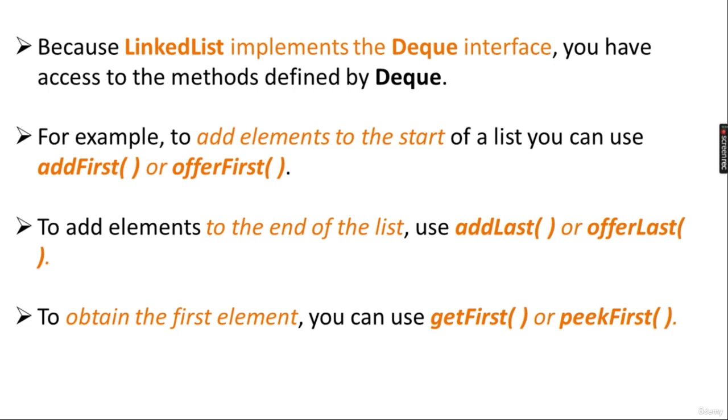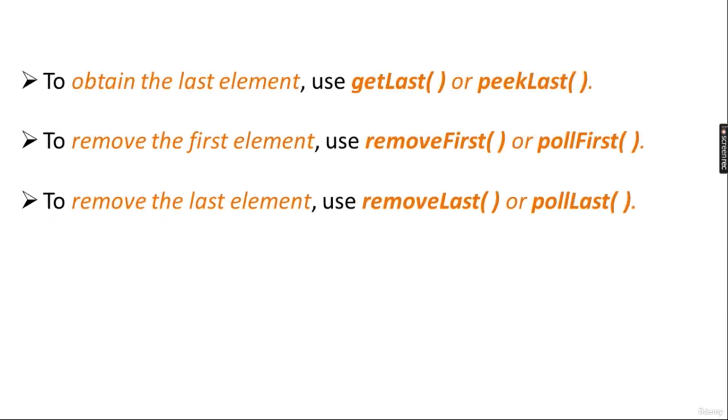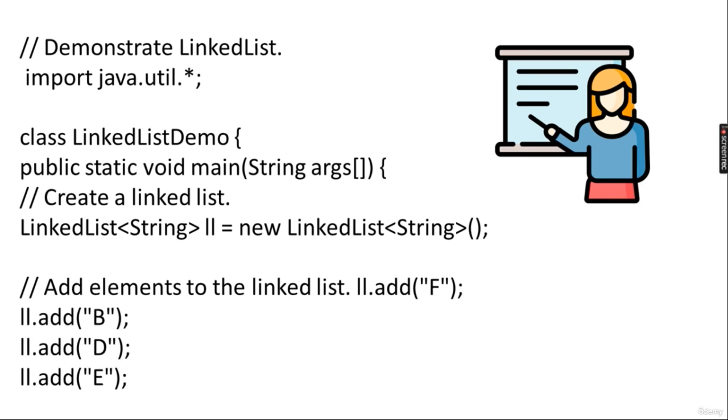And to obtain the first element, you can use getFirst or peekFirst. To obtain the last element, use getLast or peekLast. To remove the first element, use removeFirst or pollFirst. To remove the last element, use removeLast or pollLast.